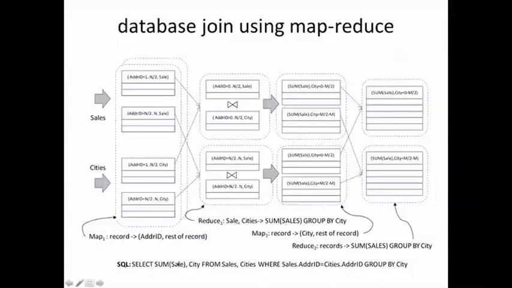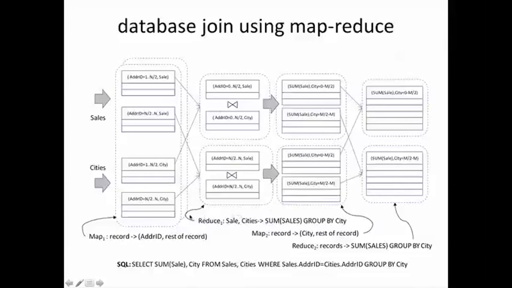In SQL, this is how you do it. You'd simply select the sum of sales from these two tables where the addresses match and group them by city. However, in MapReduce, this requires two MapReduce jobs.